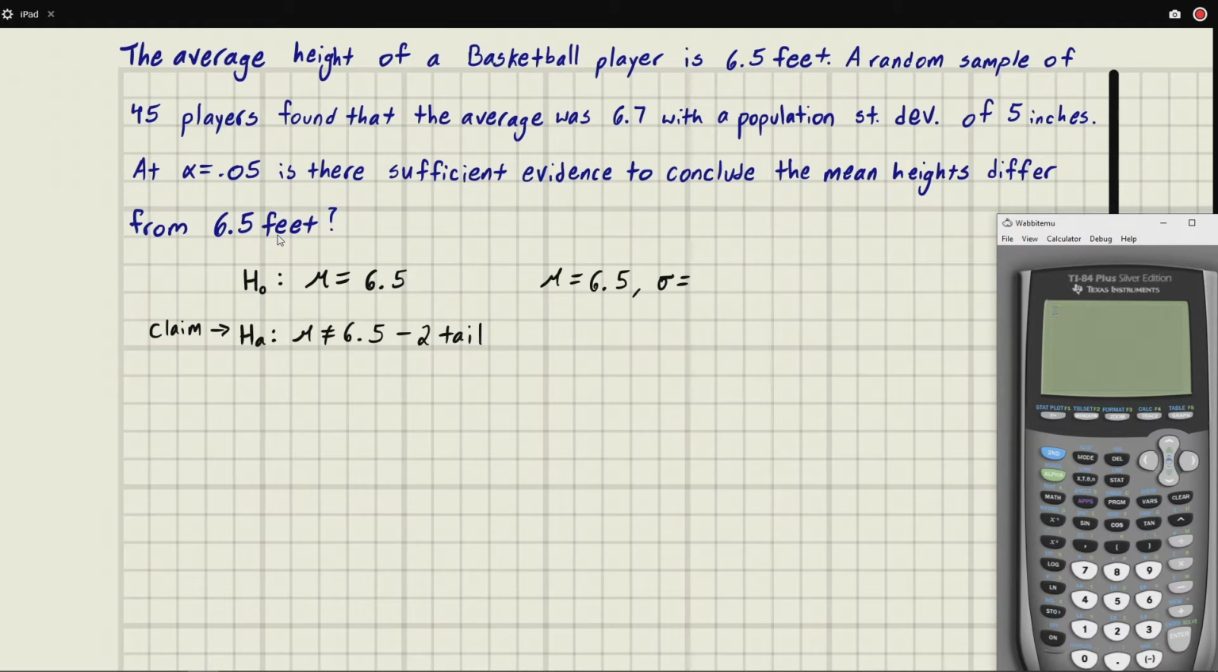And so we know that there are 12 inches in a foot. So 5 over 12 will put us back in feet. Because we are given the population standard deviation, we know we're going to be doing a z-test.